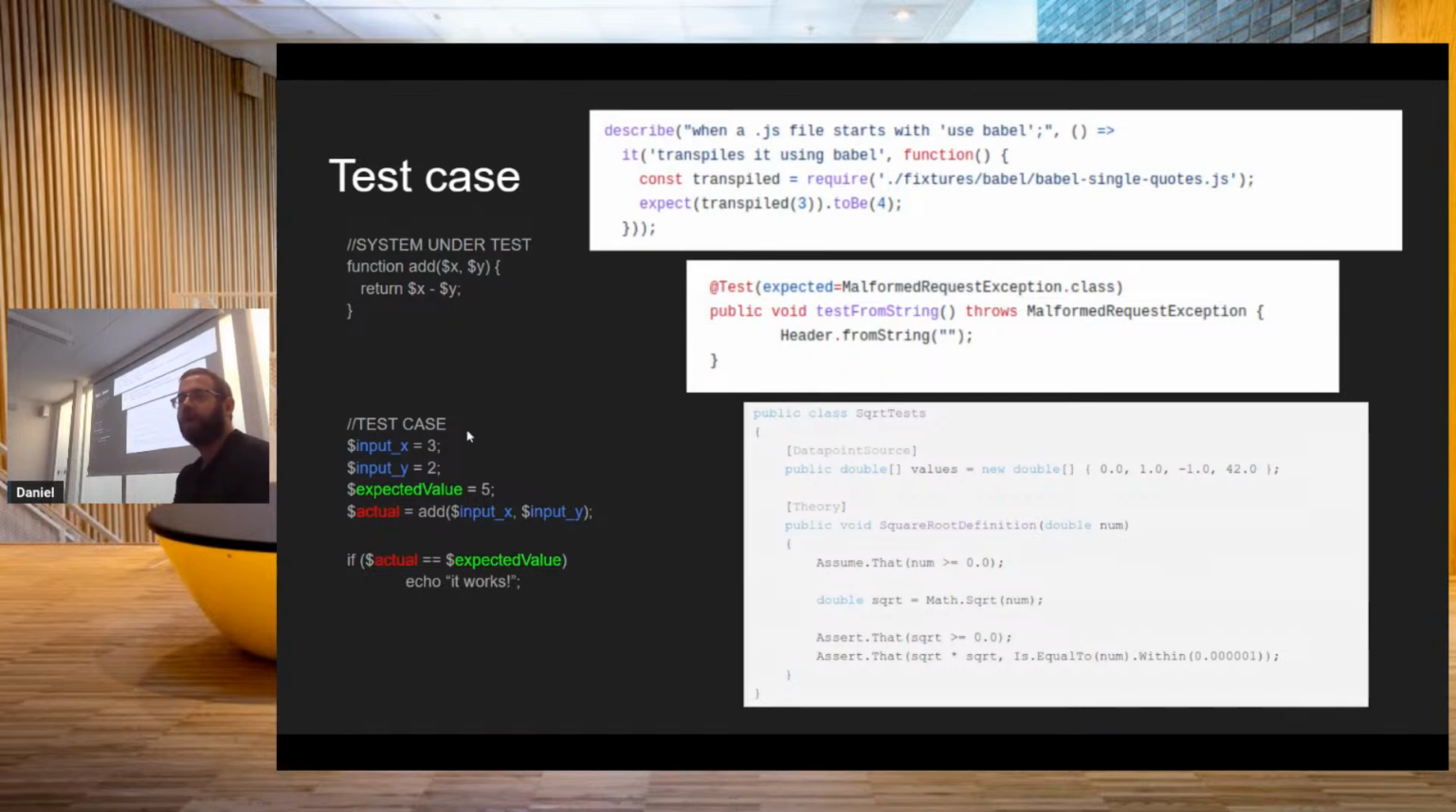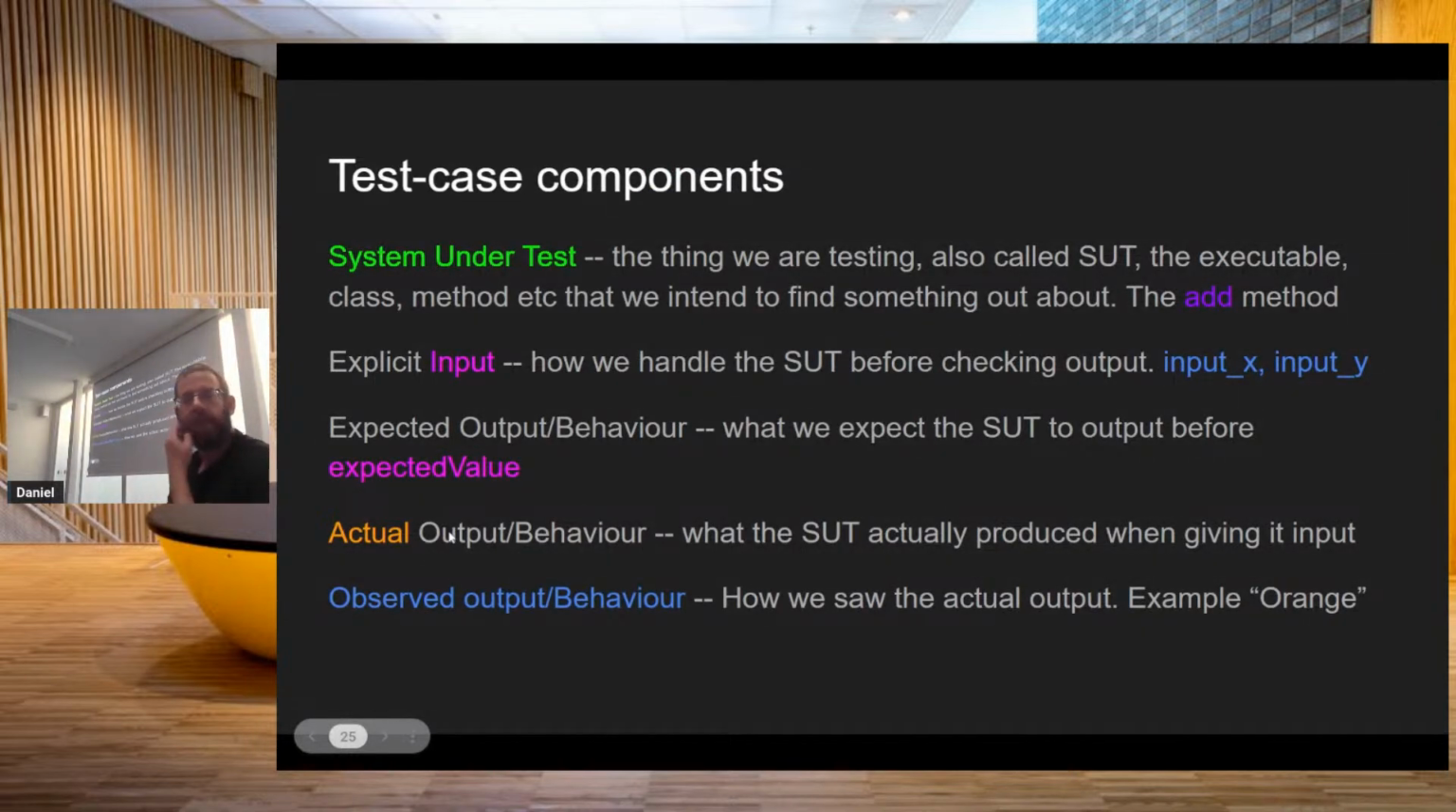Usually, even if they look a bit different, I want to see these different parts: the input, the expected value, the actual, and the comparison in these. Okay, so if you look at these different components, we have a system under test. This is the thing that I'm testing. I always call it system under test, even if it's a method under test, class under test, object under test, component under test. System under test means what we are testing.